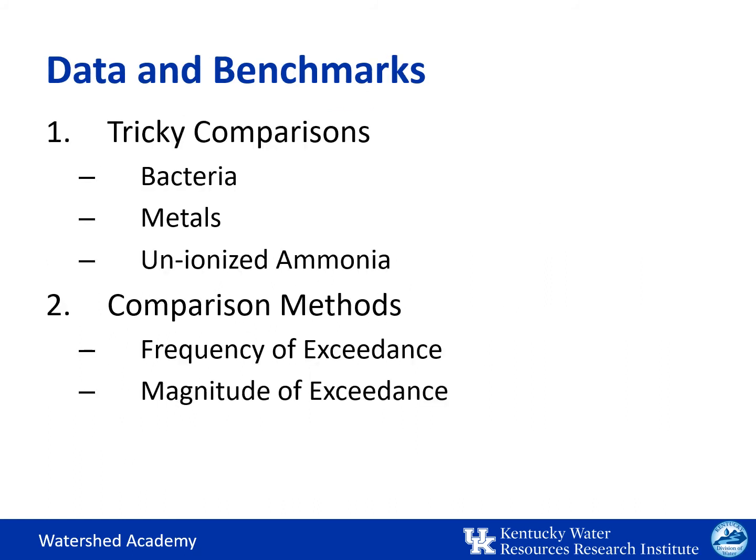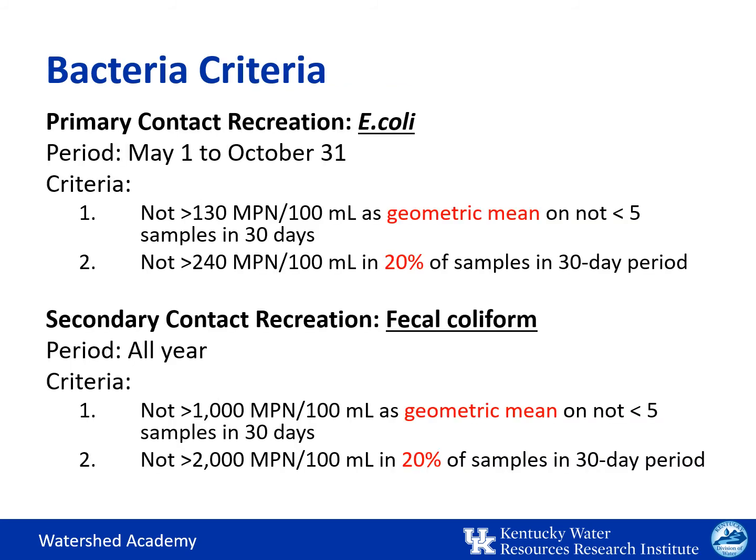Okay, next let's turn our attention to data and some different benchmarks. We want to look at some tricky comparisons that often come up for watershed coordinators and ways to compare different methods to make comparisons. First, we want to look at the bacteria criterion. The primary contact recreational period for E. coli has two different types of criteria. One is based on the geometric mean, and the other one is a not-to-exceed in 20% of the samples. The same holds true for the secondary contact recreation for fecal coliform.